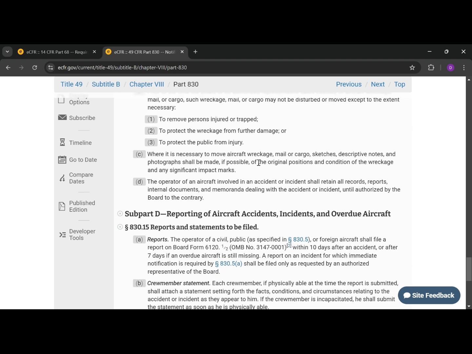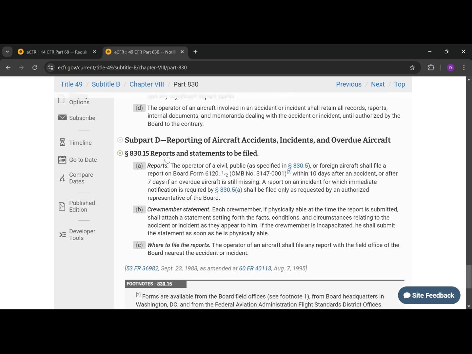Where it is necessary to move aircraft wreckage, mail, or cargo, sketches, descriptive notes, and photographs shall be made, if possible, of the original positions and condition of the wreckage and any significant impact marks. So it's saying before you move it, you have to take descriptive notes. You also have to take photographs if possible. The operator of an aircraft involved in an accident or incident shall retain all records, reports, internal documents, and memoranda dealing with the accident or incident until authorized by the board to the contrary.